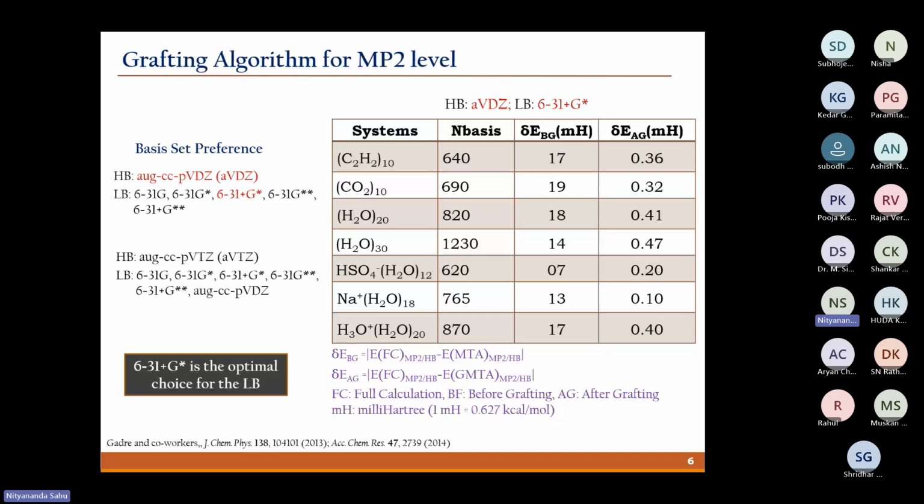So you don't have to concern yourself about the feasibility or the accuracy of the full calculation. You just do MTA calculations and do the grafting procedure, and surely your numbers will be bypassing the full calculation numbers.